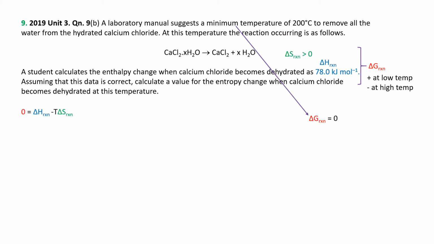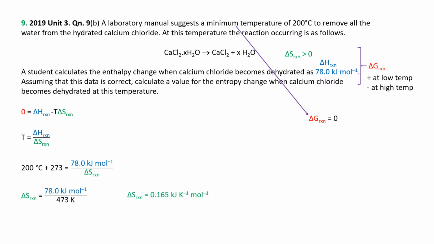So 0 delta G is delta H minus T delta S. Rearrange that, T is delta H over delta S, and of course we know the temperature is 200 degrees Celsius. Got to turn that into Kelvin, plus 273. We know delta H is 78 kilojoules per mole, so this will help us determine delta S. Delta S is positive 0.165 kilojoules per Kelvin per mole, as we expected, delta S positive.